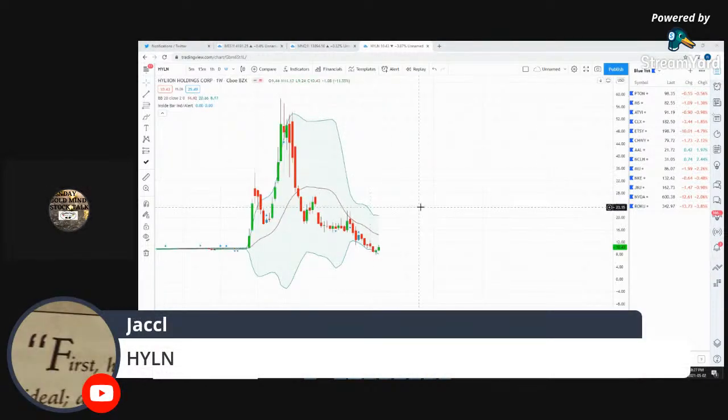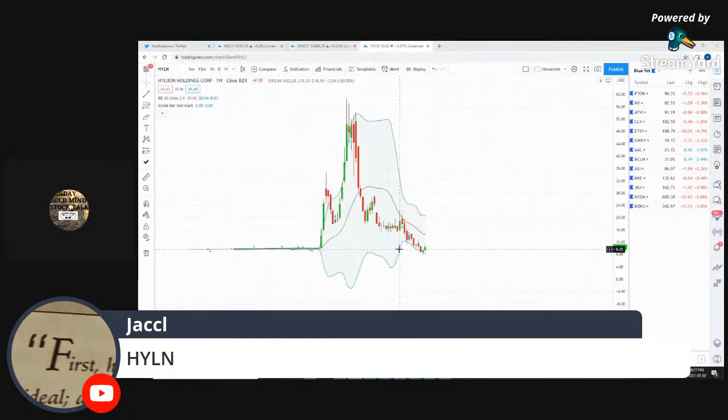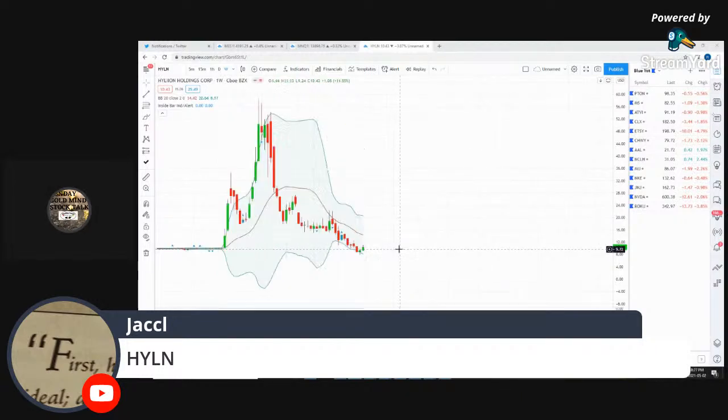HYLN, Helion Holdings. I don't really like this chart. It just looks like a lot of manipulation. We do see inside bars worked in the past. See? So let's wait for the next inside bar setup before looking into that trade.